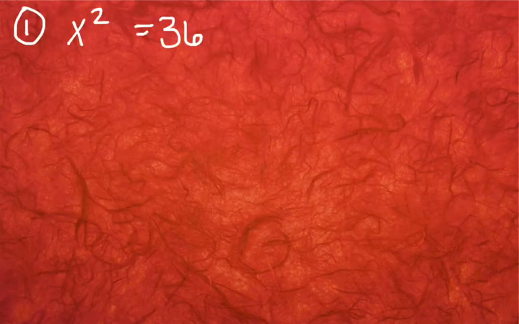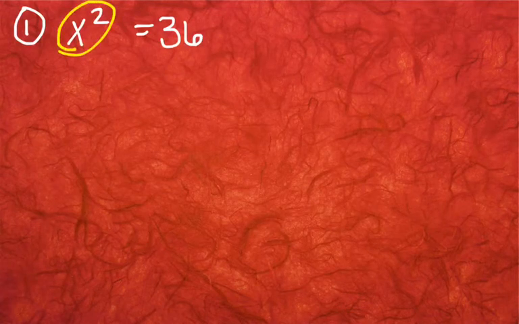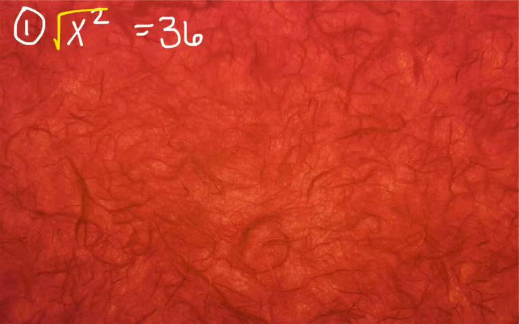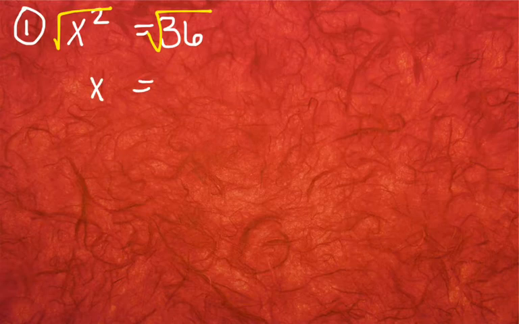Let's take the first problem. Number 1, x squared equals 36. On these, the big goal is to get your squared term isolated, and then take the root of both sides. So in this case, the square term is by itself. So the next step is going to be just take the square root of both sides. And so x is equal to 6.